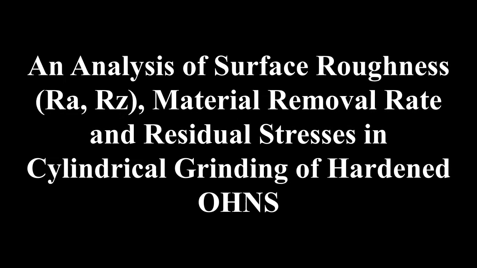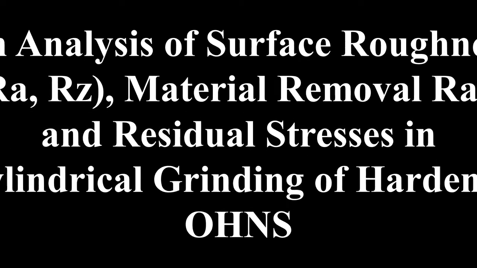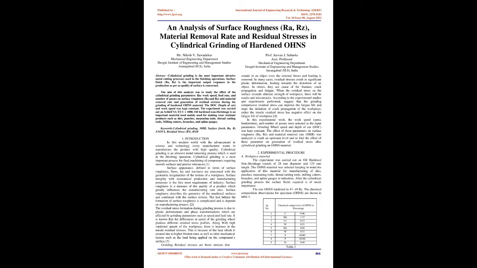An analysis of surface roughness, Ra, Rz, material removal rate and residual stresses in cylindrical grinding of hardened OHNS. Abstract: Cylindrical grinding is one of the most important abrasive metal cutting processes used in finishing operations. Surface finish, Ra, Rz, is an important output response in production as quality of surface is concerned.